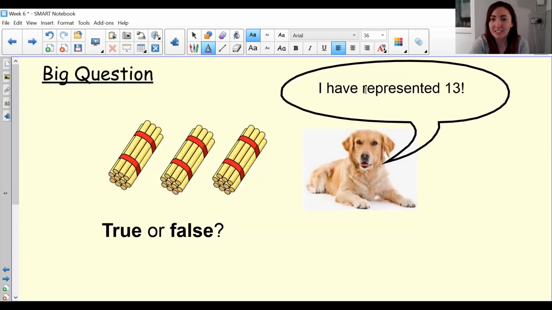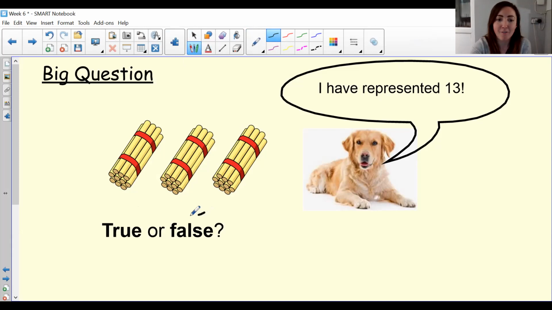So the big question today, is this true or false? Stevie says, I have represented this number here. Can you tell me what that number is? That's right, 13. So Stevie says, I have represented 13. Is that true or false? Okay, if you're not sure yet, then just pause the video now to try and have a go at working it out. And if you've had a go, then let's see if you're right.